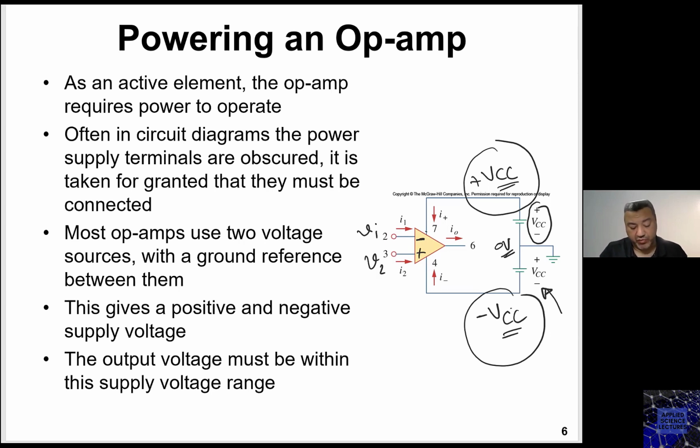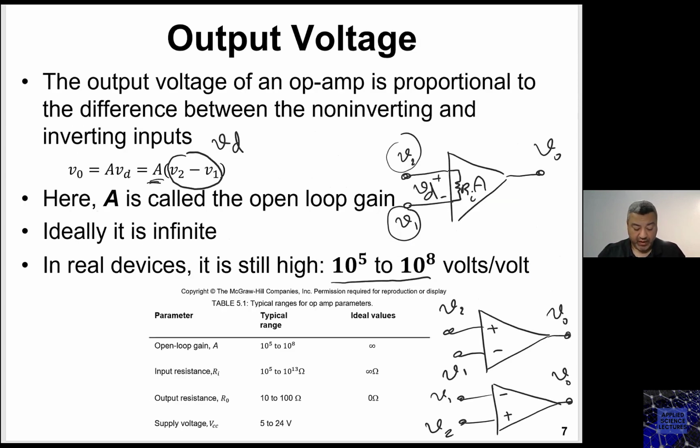And as we'll see later on, we also sometimes call this one the V minus, and we call this one the V plus, to identify that this one is the inverting and this one is the non-inverting. Any questions so far? Is everything clear so far? Okay.